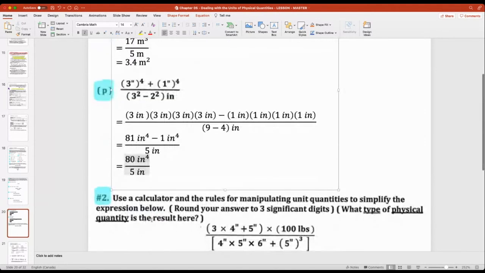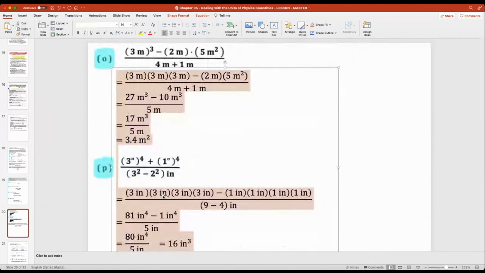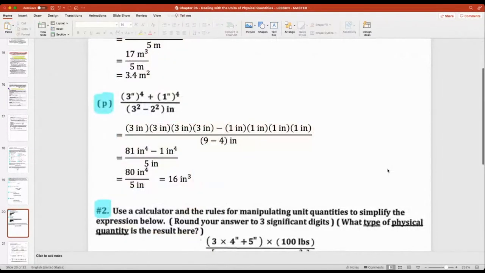And at this point, you're almost done the question. I'll just write it over here because I'm running out of space. So 80 divided by 5 is 16, and that's inches cubed. Now you might be like, you know what? I've never seen inches to the 4 in my life. You might be like, I can't visualize inches to the 4. And that's okay, because inches to the 4 is not something that you can draw very easily.